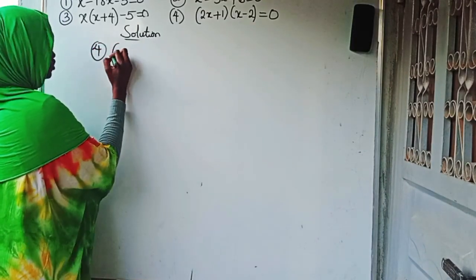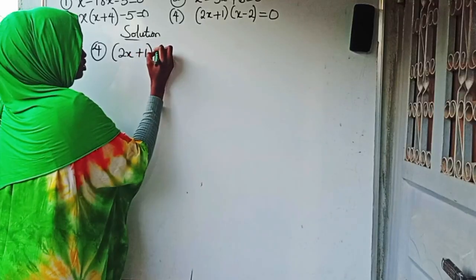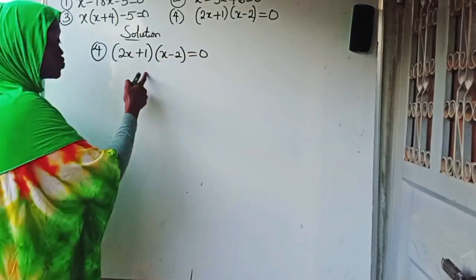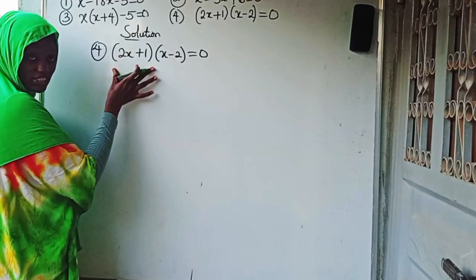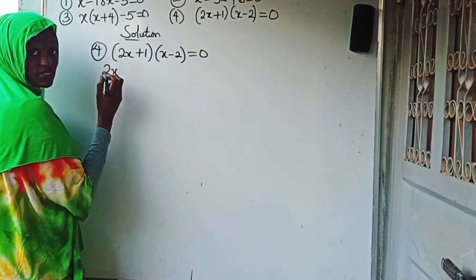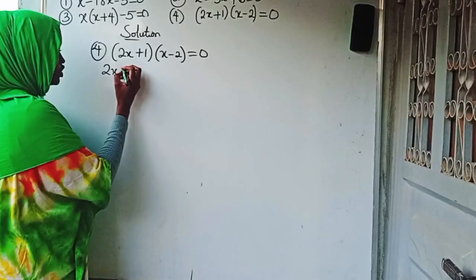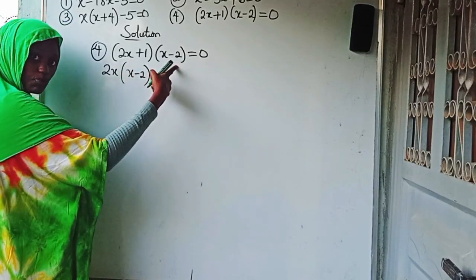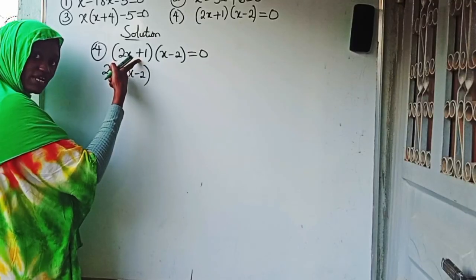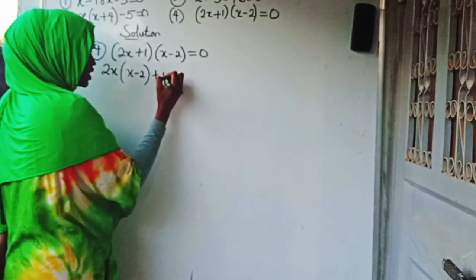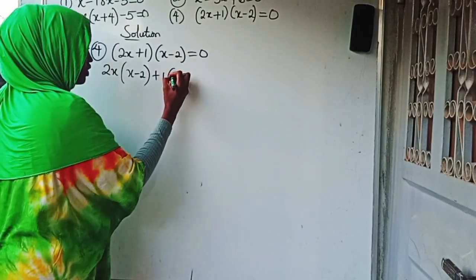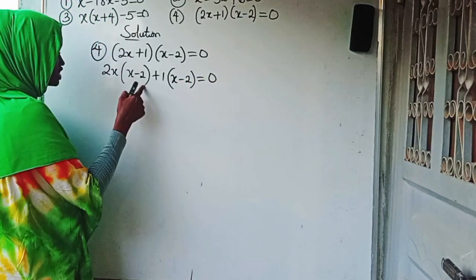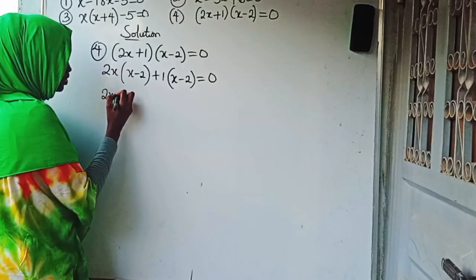Number 4 is (2x + 1)(x - 2) = 0. What we'll do is expand. Take the first term of the first bracket, that is 2x. I'm explaining expansion using this method. I will multiply it by the whole of the second bracket. Then go back to the first bracket and pick the second term, which is plus 1, and multiply it by the whole of the second bracket, x - 2. This is equal to 0. So now let's expand. 2x times x gives us 2x².